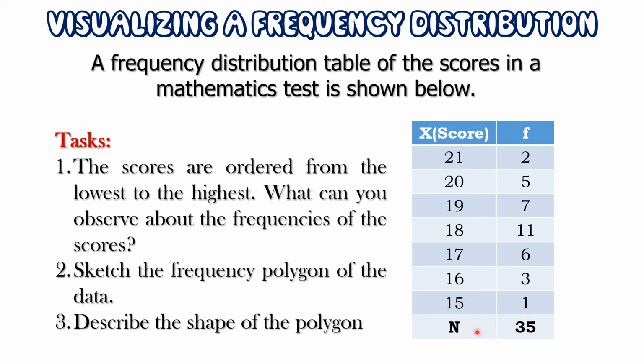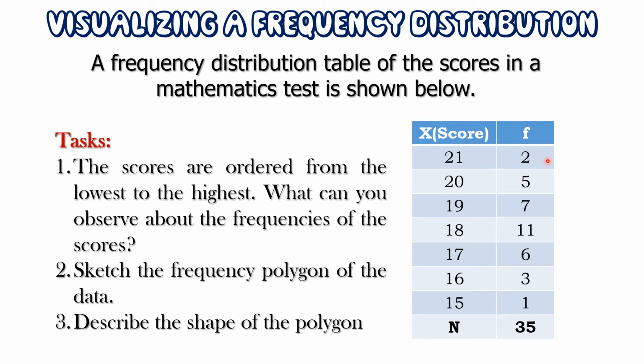From the lowest score up to the middlemost score, which is 18, the frequency is increasing. That is, 1 becomes 3, from 3 it becomes 6, from 6 it becomes 11. And then from 18, the middlemost score, going to the highest score, which is 21, the frequency is decreasing. That is, from 11 it becomes 7, from 7 it becomes 5, and from 5 it becomes 2. Therefore, we can say that the pattern of the frequency distribution is in a reverse direction.